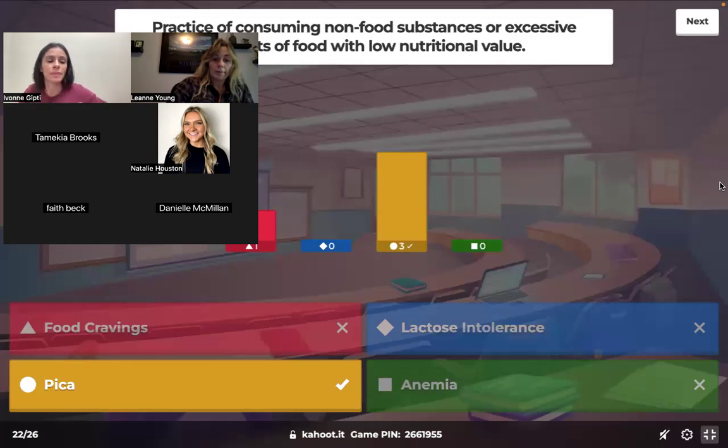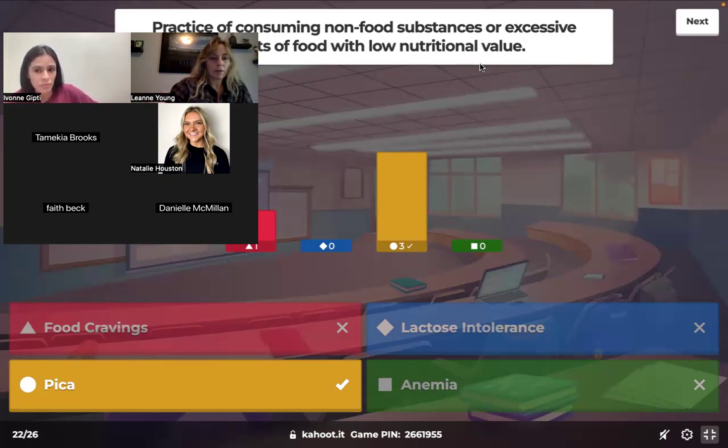So this is pica. And we know that it's that instead of food cravings, because if you're craving non-food substances and you're eating excessive amounts of food that have a certain nutritional value, that means that your body is trying to compensate for something that it's lacking. So these are women who might be craving paper or who are wanting to eat ice chips.